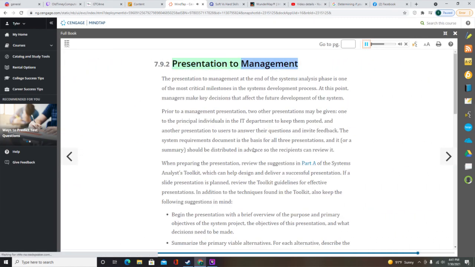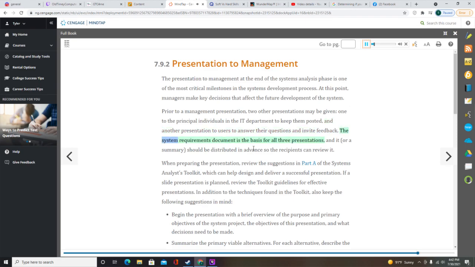Presentation to management. The presentation to management at the end of the systems analysis phase is one of the most critical milestones in the systems development process. At this point, managers make key decisions that affect the future development of the system. Prior to a management presentation, two other presentations may be given, one to the principal individuals in the IT department to keep them posted, and another presentation to users to answer their questions and invite feedback.